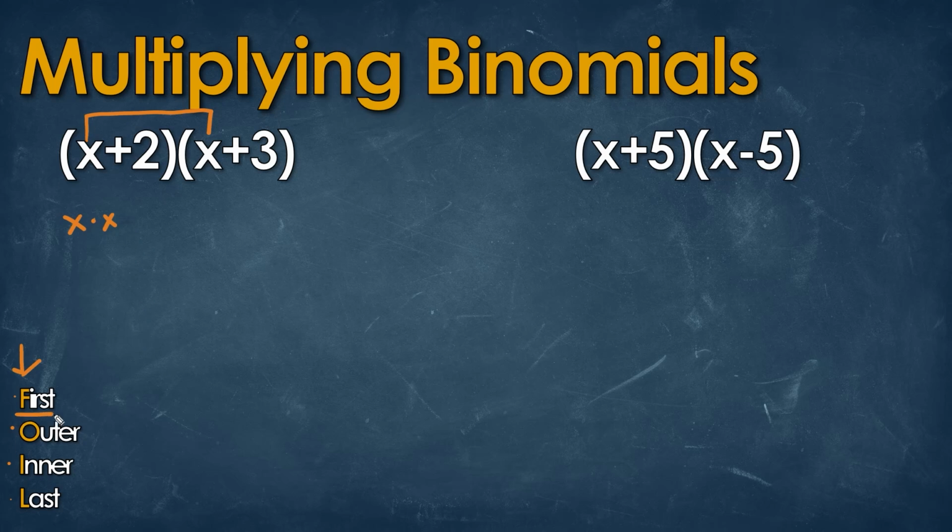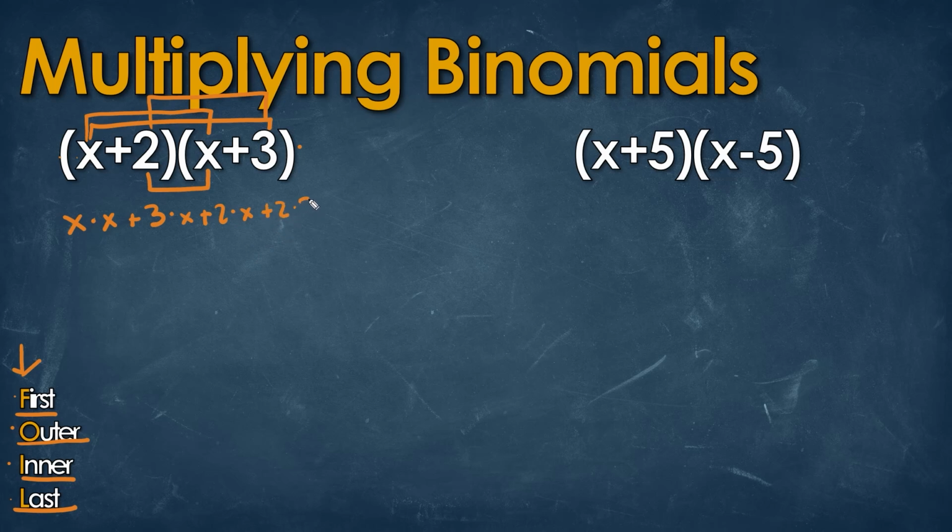Then we're going to take a look at the outer. So we're going to look at this outer and then the outer of here. So right here's the outside and then here's the outside. That's going to be plus the 3 times x. And then we'll take a look at the inners, which is going to be this one and this one. And that's going to give us 2 times x. And then we'll take a look at the last items, which is this one and this one. So that's 2 times 3.